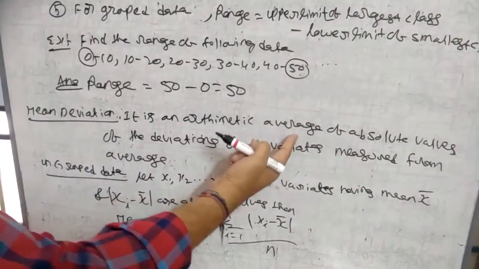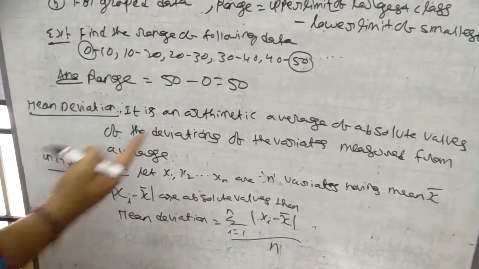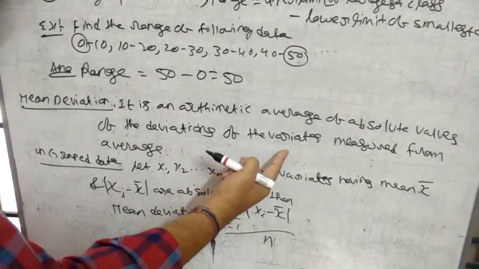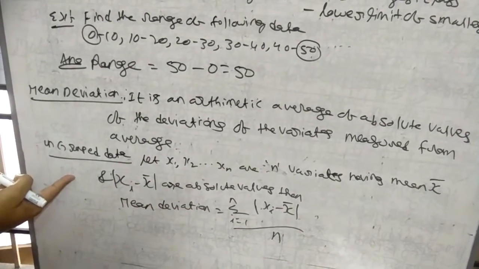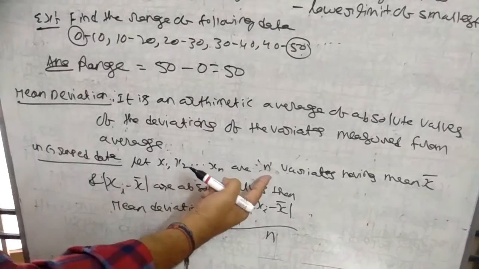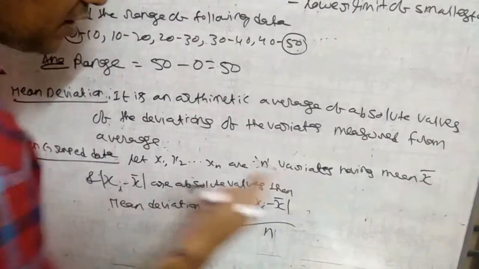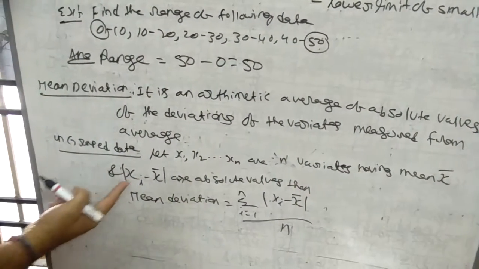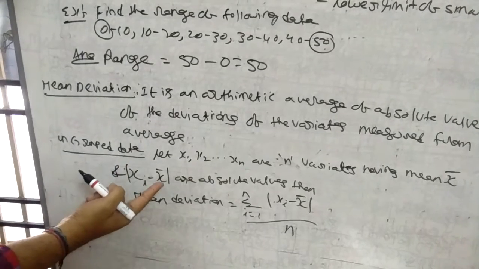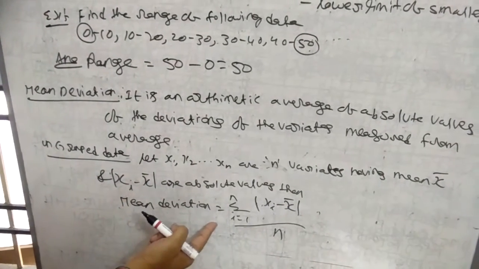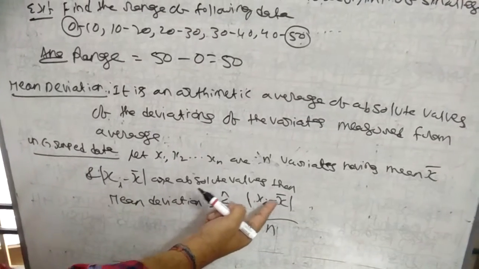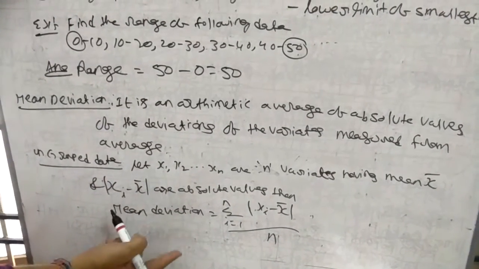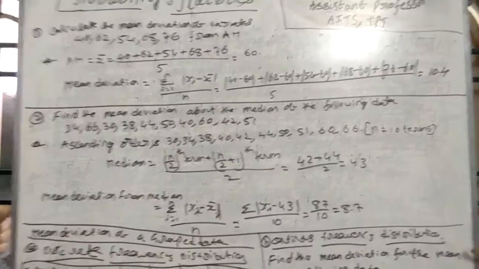Next, mean deviation. It is an arithmetic average of absolute values of the deviations of the variates measured from average. That means for ungrouped data, x1, x2, ... xn, n values having arithmetic mean x bar, and absolute value is modulus of xi minus x bar, mean deviation is equal to summation of i equal to 1 to n modulus of xi minus x bar by n. Now we will go through the problems based on this concept.